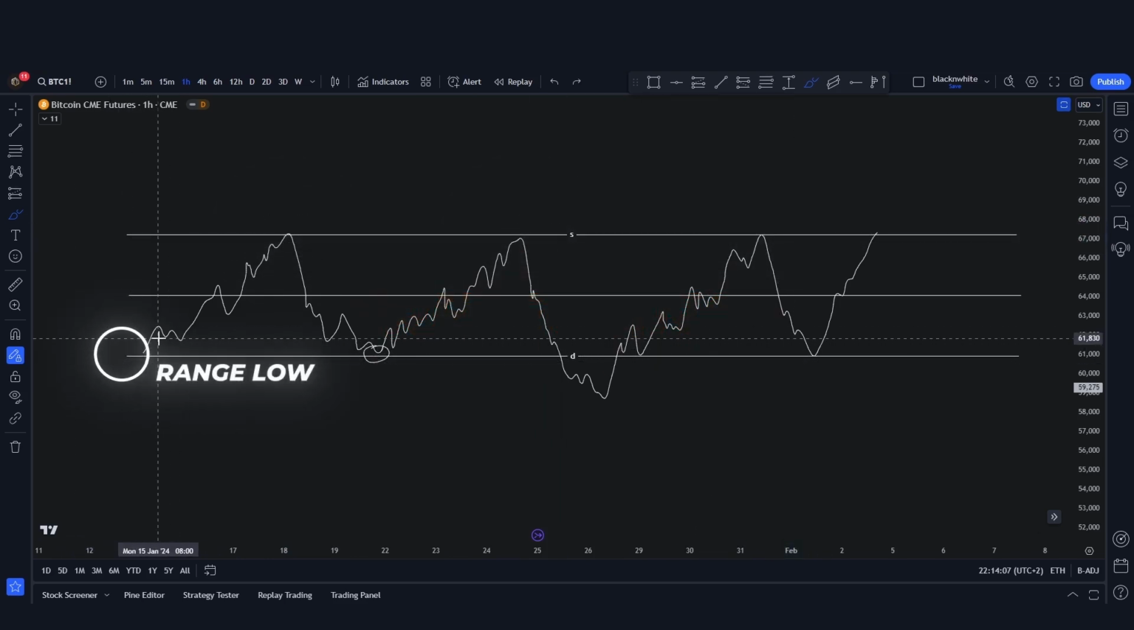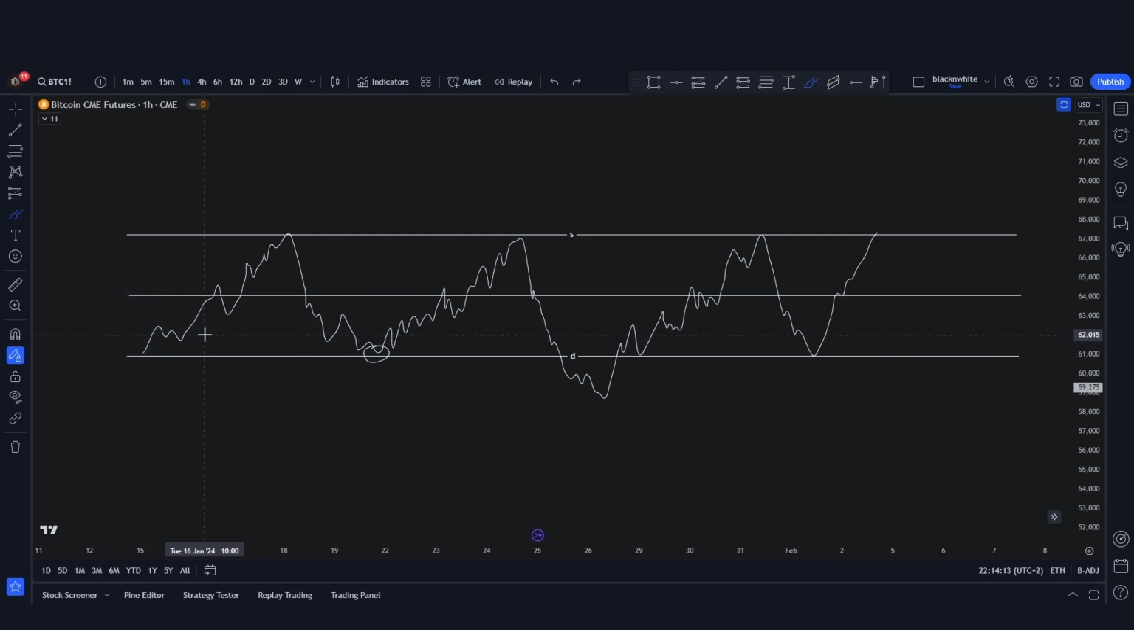Same goes for the range bottom or the range low. This is our demand or support level, and this is where the most buyers will step in, or where we can anticipate a surge of buyers coming into the market and pushing prices up, therefore reversing it from the downturn.